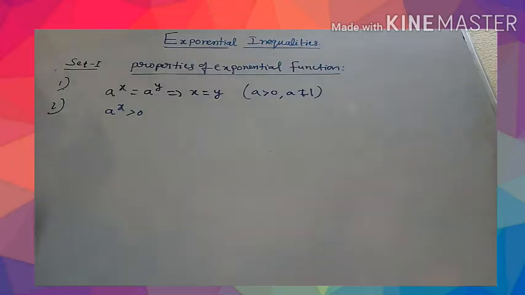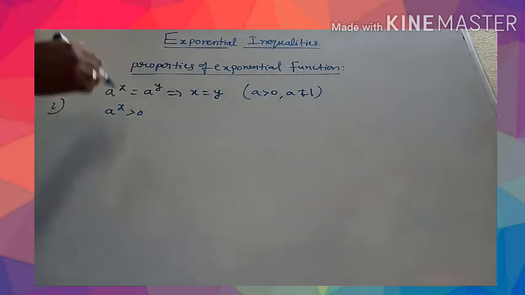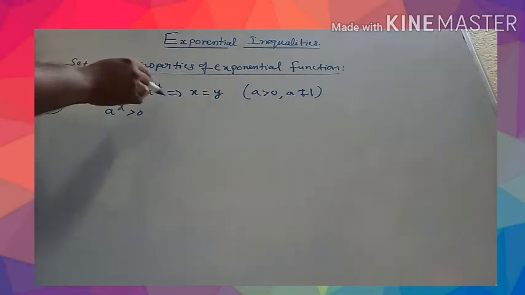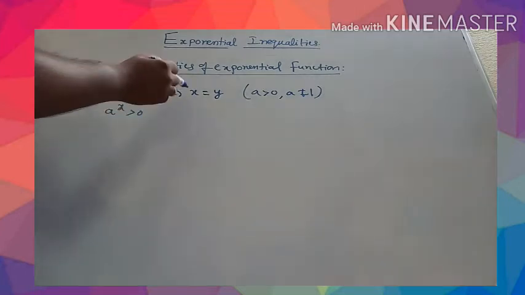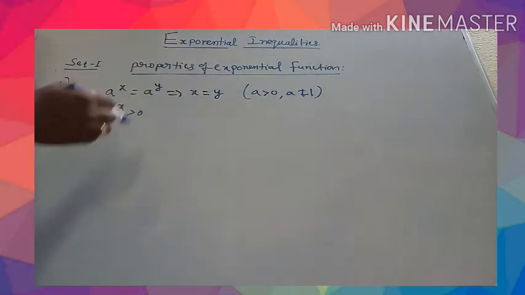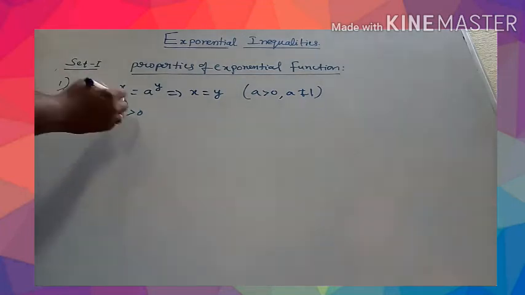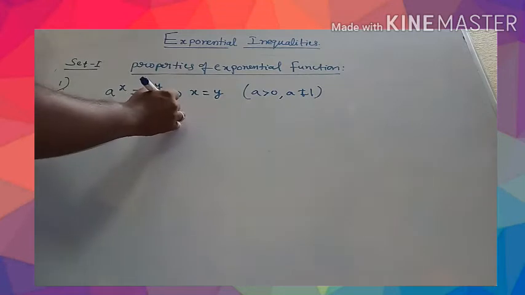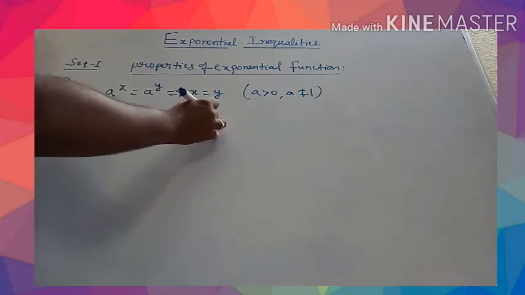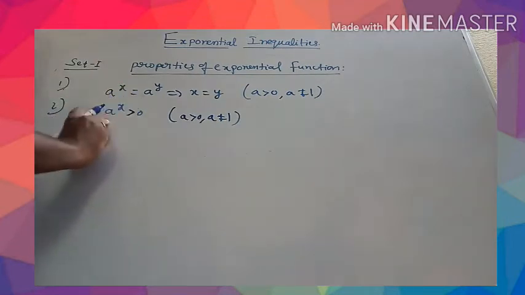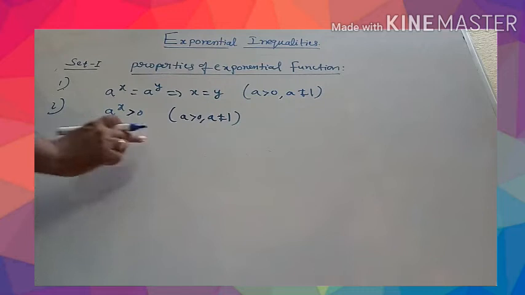Okay, properties of exponential function. Let us discuss these in the form of sets. Set 1, right? These are the basic formulas in exponentials, you know already. That is, a power x equal to a power y means once the bases are equal, then you can equate the powers. That is, x is equal to y, right? And the second one is a power x is greater than 0. As we told you, when a is positive and a is not equal to 1, a positive base to any real number power will always be positive. This is very important, right?